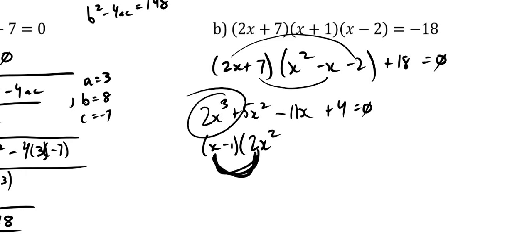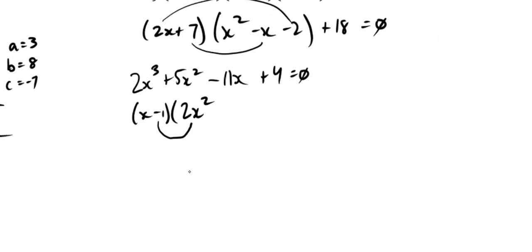Minus 11 is 0. So again, if I just plug a 1 in there, I get 2 plus 5 minus 11 plus 4, so that works out. So that means I've got x minus 1. So this is how I do it. I'm going to run you through this again. If you want to put your pencil down and watch, it might be a good idea.